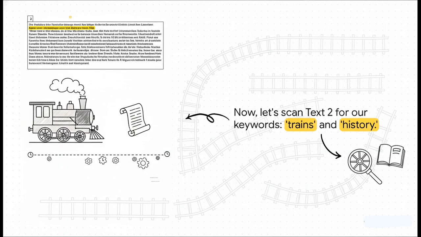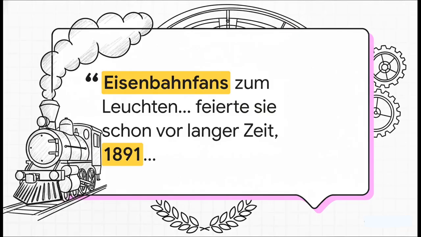Okay, let's try it. Remember our keywords from heading D, trains and history? We're now just going to scan text number 2. Our eyes are just looking for those words or ideas. And boom, there it is. The text says Eisenbahnfans, railway fans. That's a huge clue for trains. And then, look at that, a date, 1891. That's a direct link to Geschichte, to history. That's a perfect match. So we can confidently say text 2 goes with heading D.